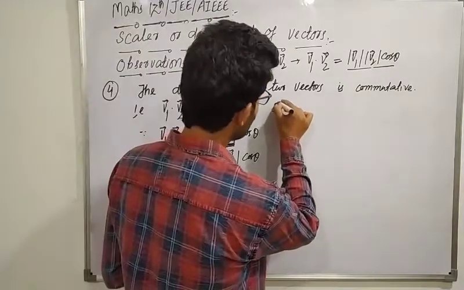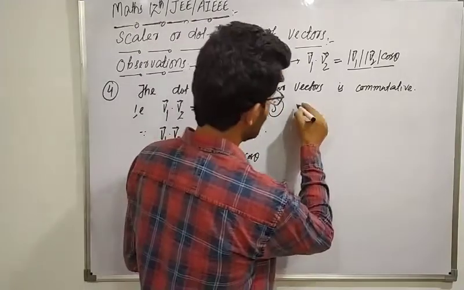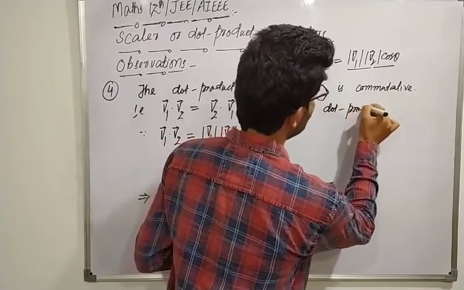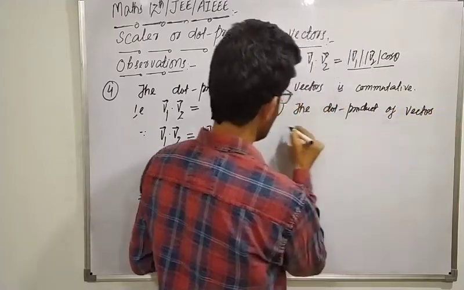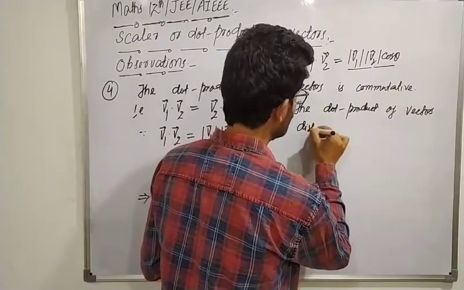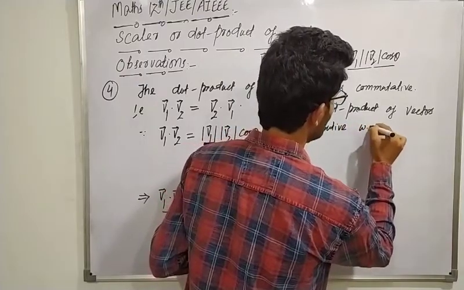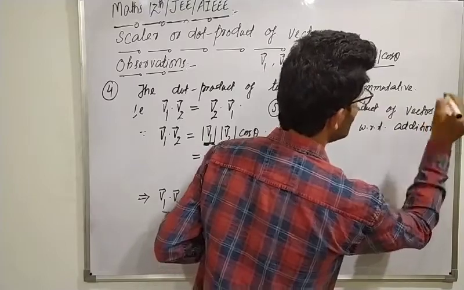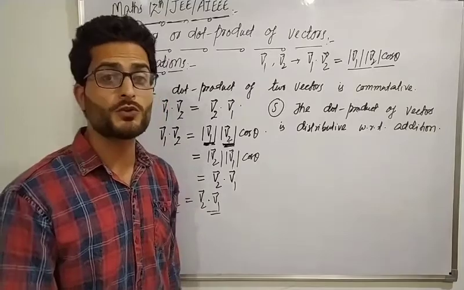So the observation fourth is that the dot product of vectors is commutative. Now comes the next observation, and that is observation number fifth. What it says is that the dot product of vectors is distributive with respect to addition.